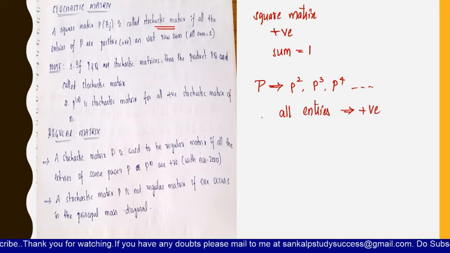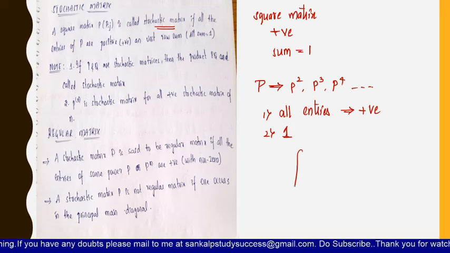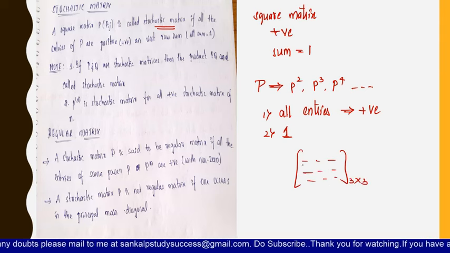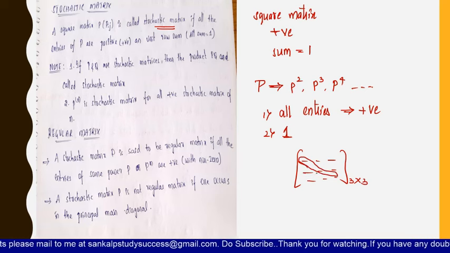And the second point, which is the most important point to observe, is that 1 should not be there in the principal main diagonal. That means if you consider a 3 by 3 matrix, this is a 3 by 3 matrix where this is the principal diagonal. This principal diagonal should not consist of 1.